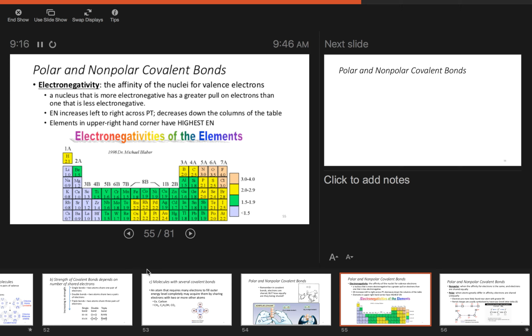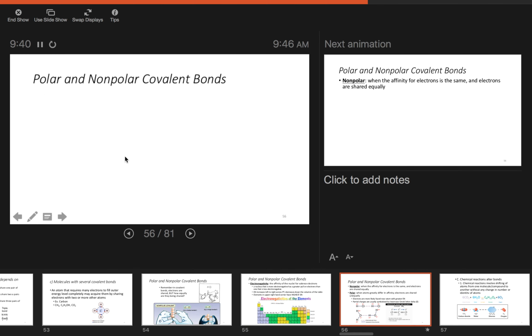I'm not sure if your book has a table of the electronegativity values. I'm pretty sure it does somewhere. But these are electronegativity values. These numbers mean that the higher the number, the more prone you are to being an electron hog, if you will. The nucleus that is more electronegative, or has the higher value, has a greater pull on electrons than one that is less electronegative. So fluorine is the Mac Daddy of them all with 4.0.